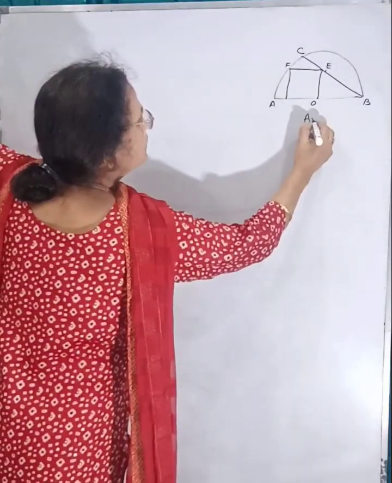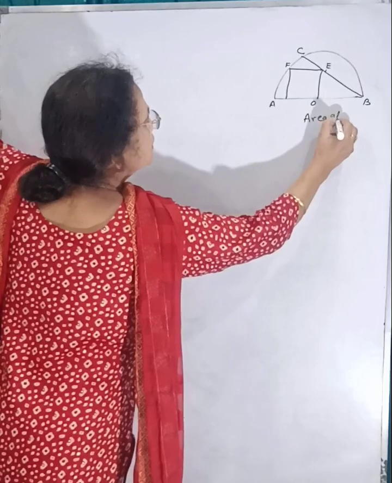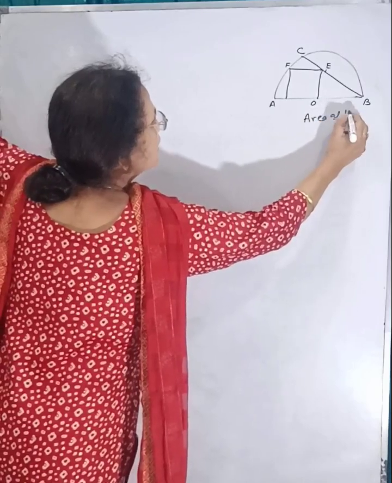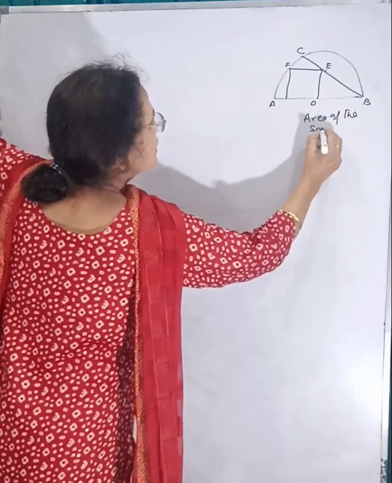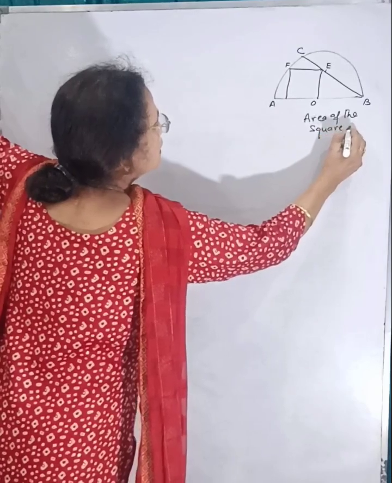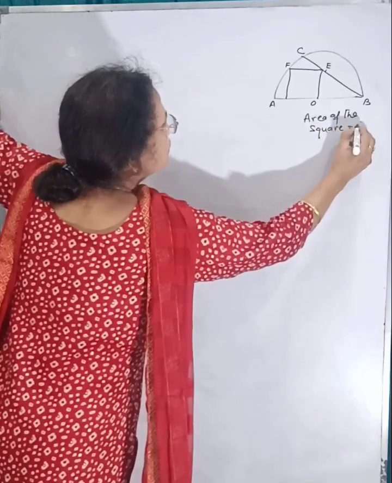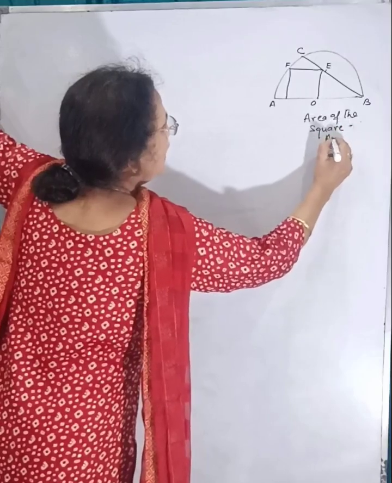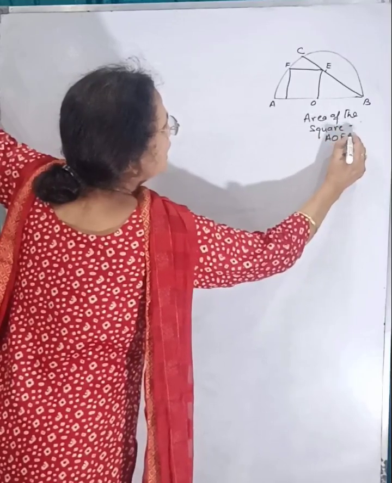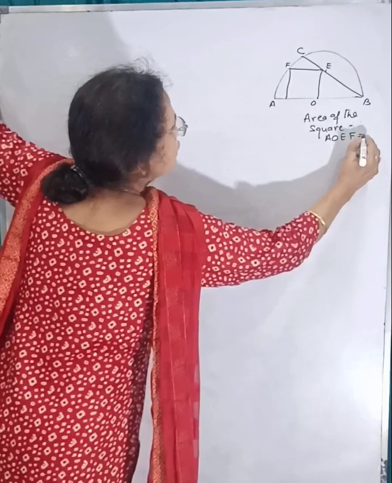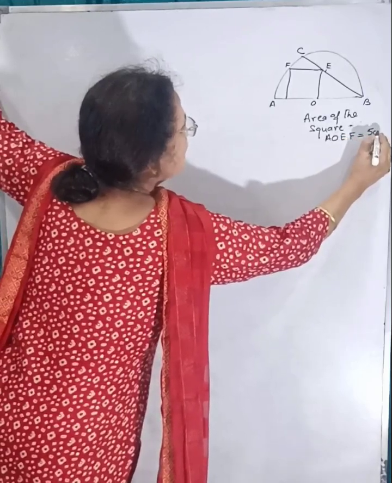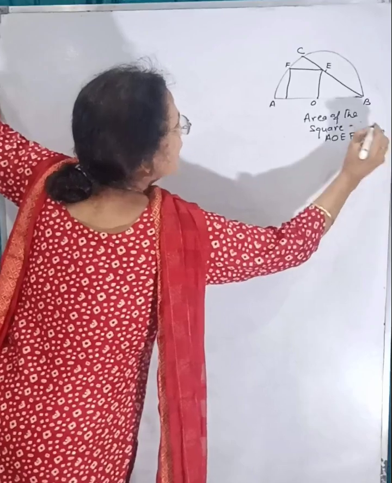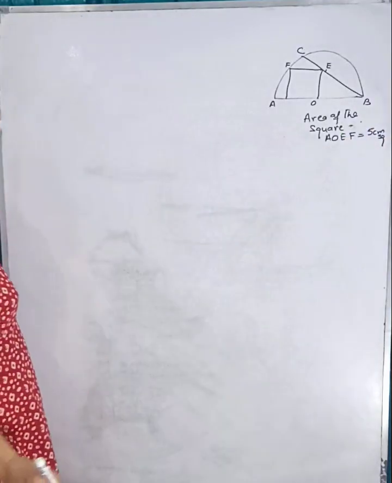Area of the square, whose name is AOEF, is equal to 5 cm square. This is given to us.